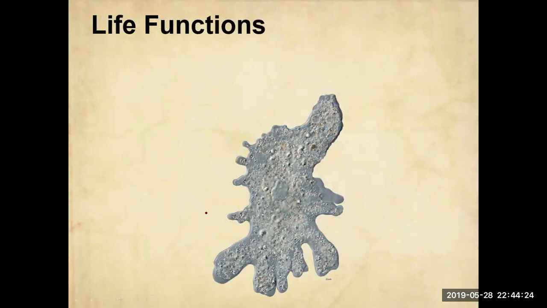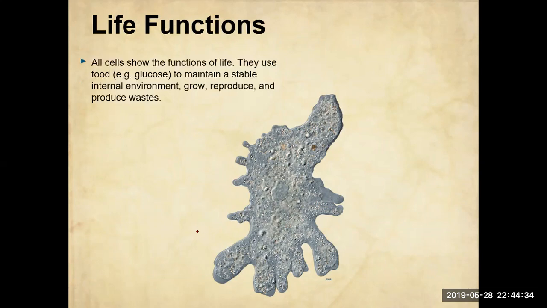The next thing that you should know about, because this is a part of the IB exam, is the functions of life. All cells show the functions of life. They use food, such as glucose, to maintain a stable internal environment, grow, reproduce, and produce wastes.